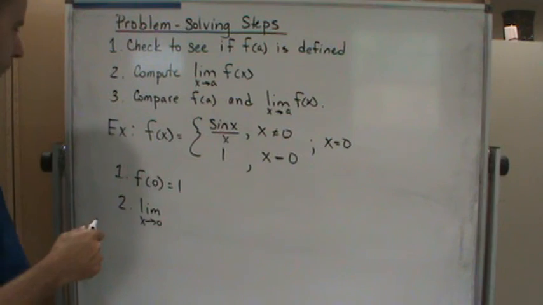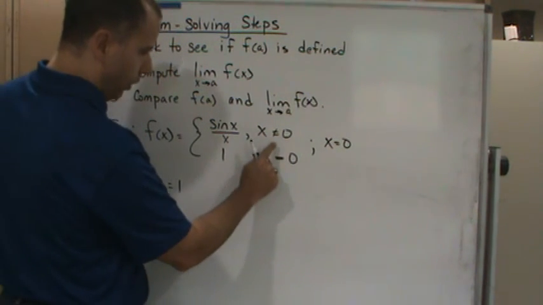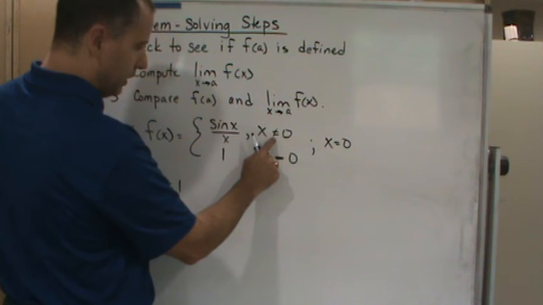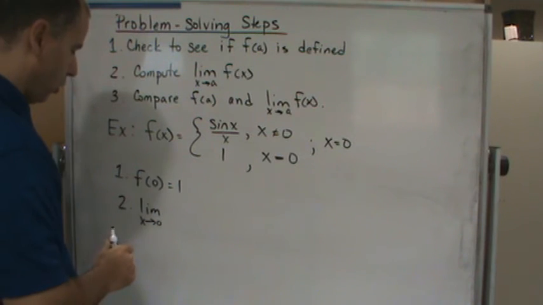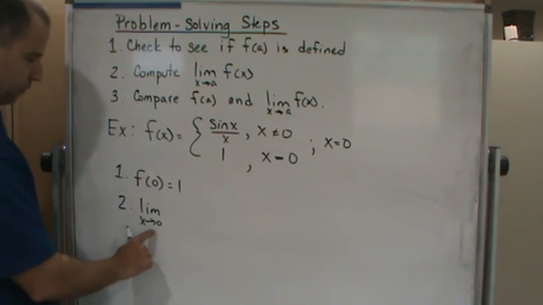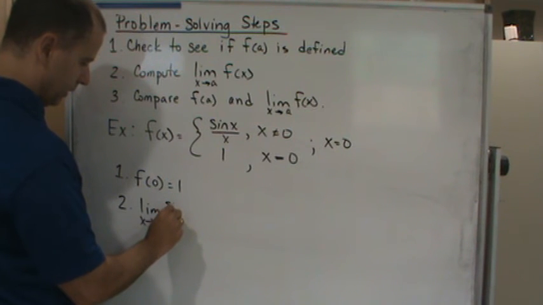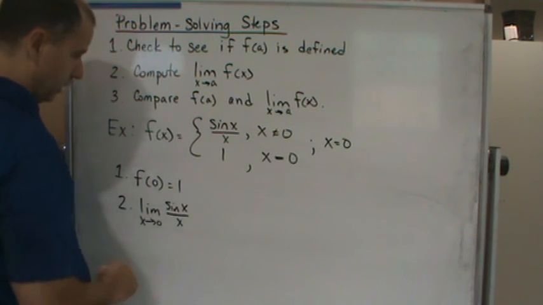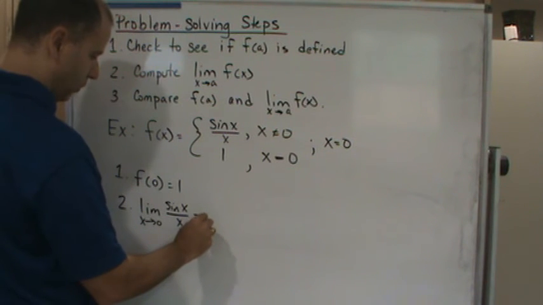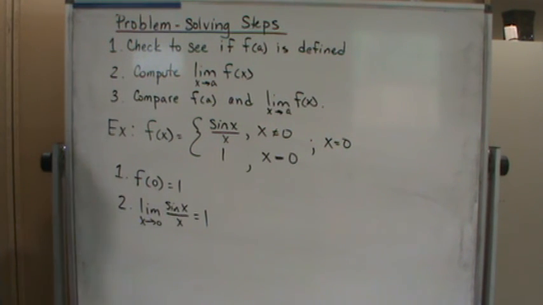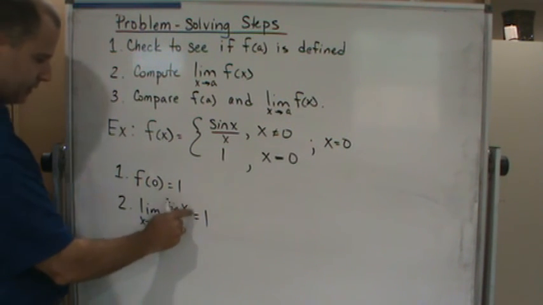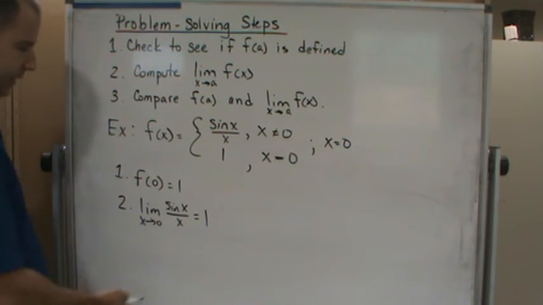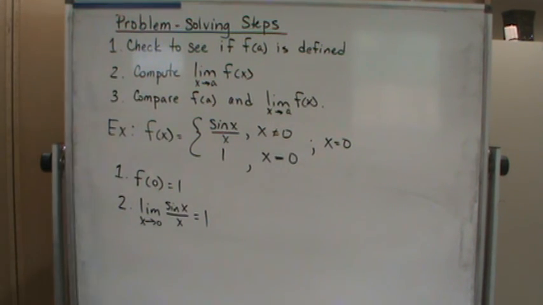Well, actually, no, we don't have to do that from the left. We know, so at everything that's not equal to 0, this is the function. And we know that the limit as x approaches 0 of sine x over x is equal to what? 1. From our previous videos, previous discussion. So we know as x approaches 0, the limit of this function, sine x over x, is equal to 1. Okay. So far, so good.